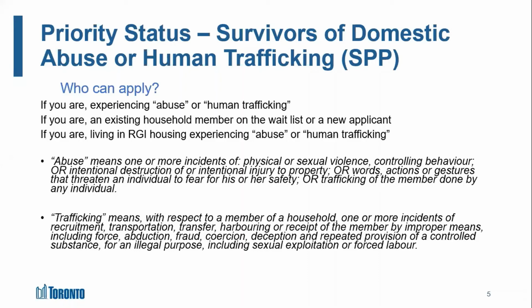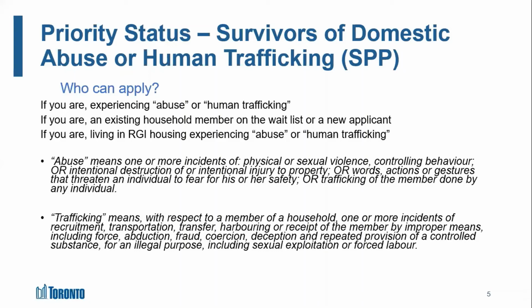The HSA has provided us with two definitions. The first is for abuse, which means more than one incident of physical or sexual violence, controlling behavior, or intentional destruction of or intentional injury to property, or words, actions, or gestures that threaten an individual to fear for his or her safety, or trafficking of the member done by any individual.